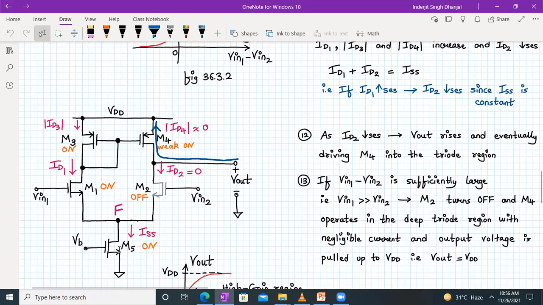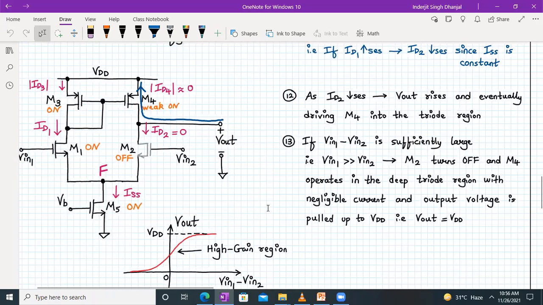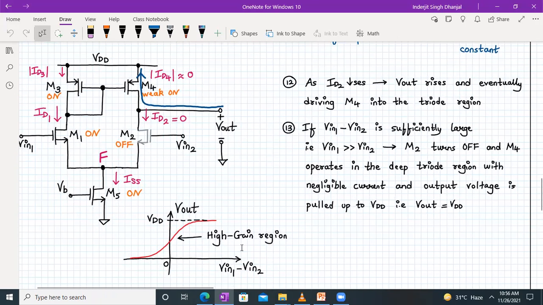So now what is the current path now? Where will the output go? Whether it will go to 0 or whether it will go to VDD? No, it cannot go to 0 because M2 is completely off. So when a MOSFET is completely off, there is a high impedance state over here, right? So now, since M4 is weakly on, there is very negligible current flowing through it. So output will be pulled up towards VDD. So now output will be equal to VDD, right? And that's what happens in case of large signal analysis. Whenever the difference between the two inputs is very much greater than 0, my output will be reaching your VDD level.